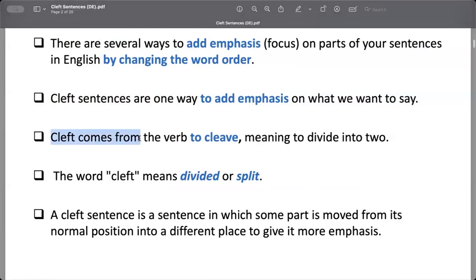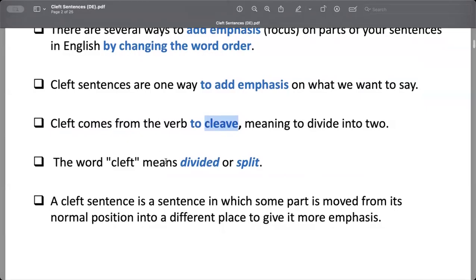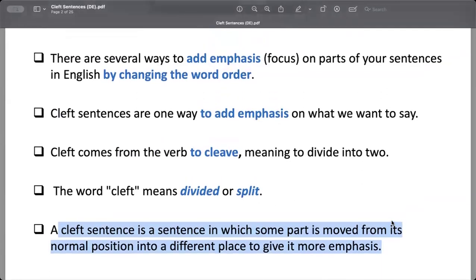Cleft comes from the verb cleave, meaning to divide into two. So the word cleft means divided or split. A cleft sentence is a sentence in which some part is moved from its normal position into a different place to give more emphasis. This is the thing that we have to understand in this lesson.